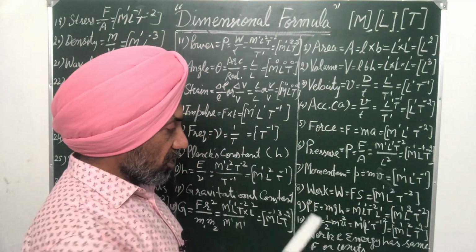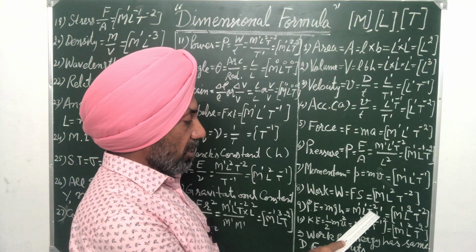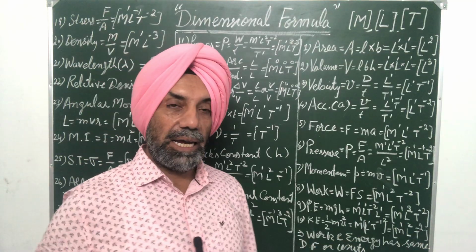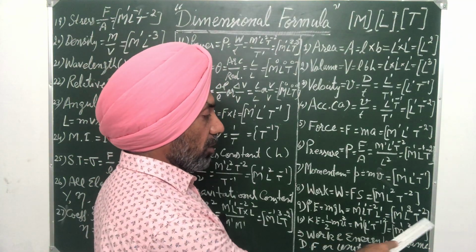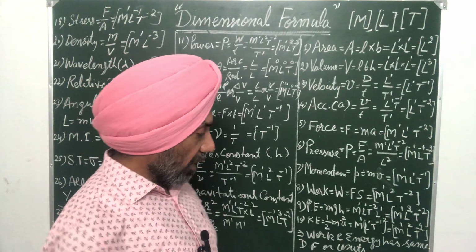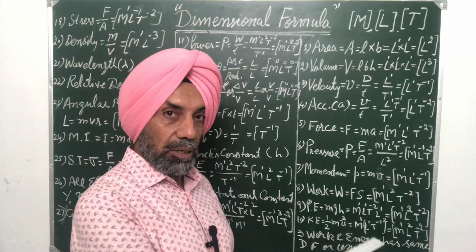Potential energy formula is mgh. So it will be M1, acceleration due to gravity L1 T^-2, into height L1. So it will be M1 L2 T^-2. Similarly, kinetic energy, it is half mv square. Now half has no units. Mass M1, velocity L1 T^-1 whole square.